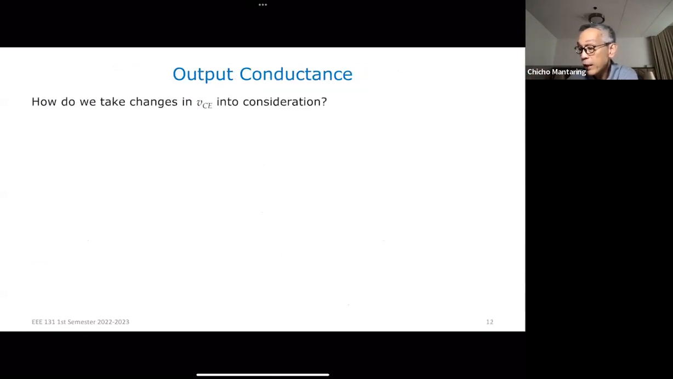Okay, now remember that my collector current is not just dependent on my base to emitter voltage. It's also dependent on my collector to emitter voltage. That's dictated by this. Kung nagbabago yung VCE ko, magbabago din yung IC ko. In fact, this is due to what is called the early effect. You remember yung early effect na yung transistor curve hindi talaga flat, pero may konting slope in the forward active region.